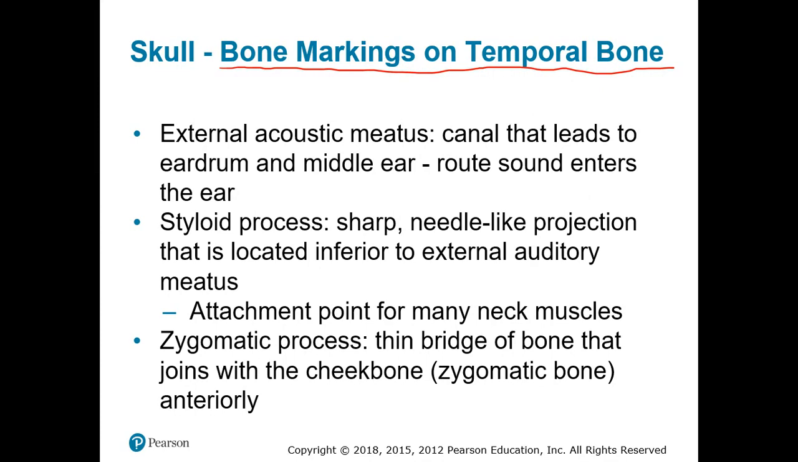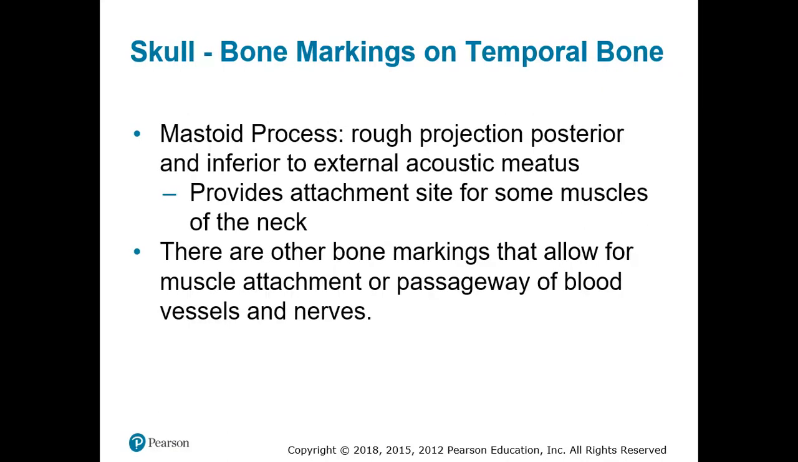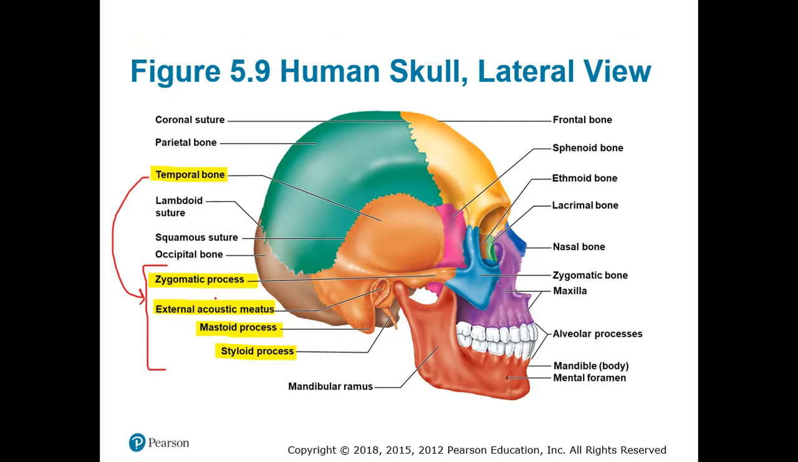The first one is your external acoustic meatus. This is a canal that leads to your eardrum or middle ear. It's the route that sound takes to enter the ear and for you to process what's going on. Do you hear a loud noise? Is someone softly whispering? This is the bone marking that allows that route. If we're looking at a picture, your external acoustic meatus is right here where you would expect your ear to be, because that's where sound travels into.